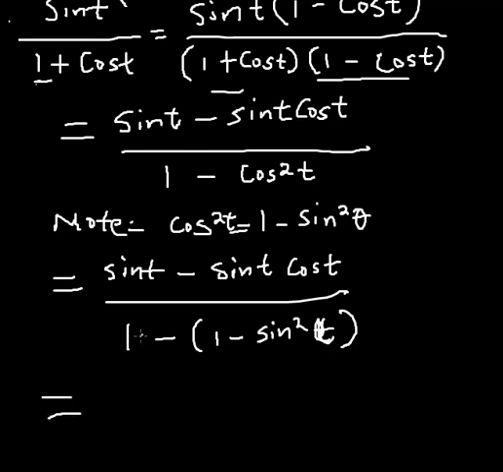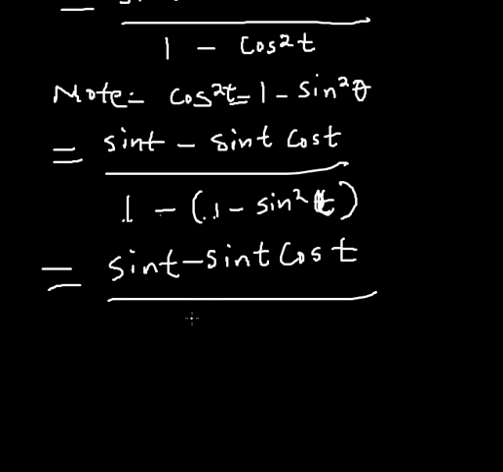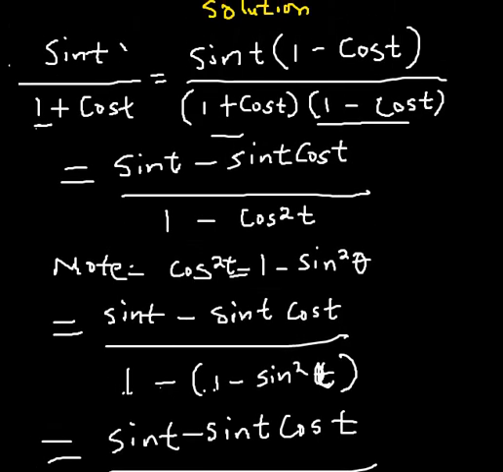So if we go by this, 1 minus 1 is 0, and minus into minus is plus. I'm going to have sine t minus sine t cos t, then divided by plus sine square t. So now I can separate the fraction.